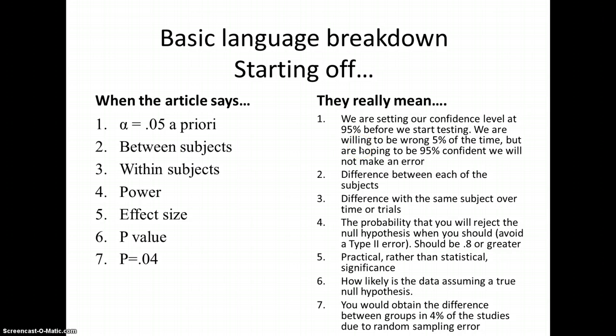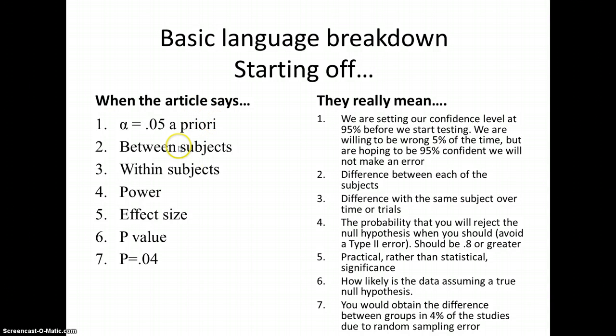So before the study starts, which is the a priori, we are willing to be wrong 5% of the time, and we're hoping to be 95% confident we will not make an error with this study. So that's why they set the alpha level before they start testing.